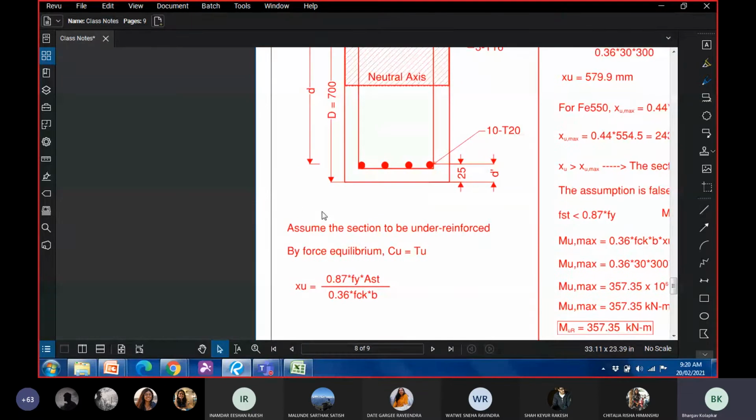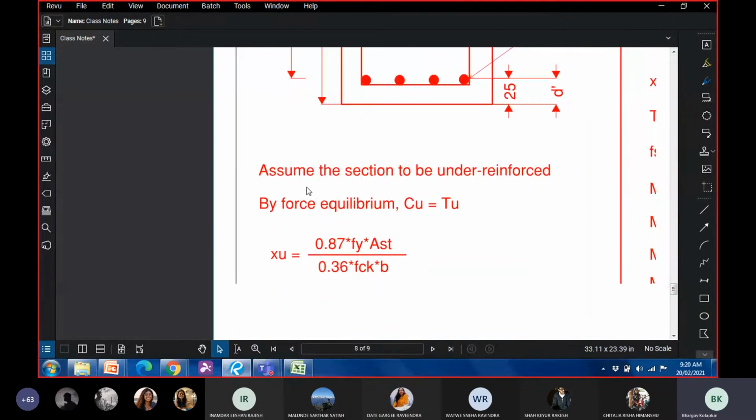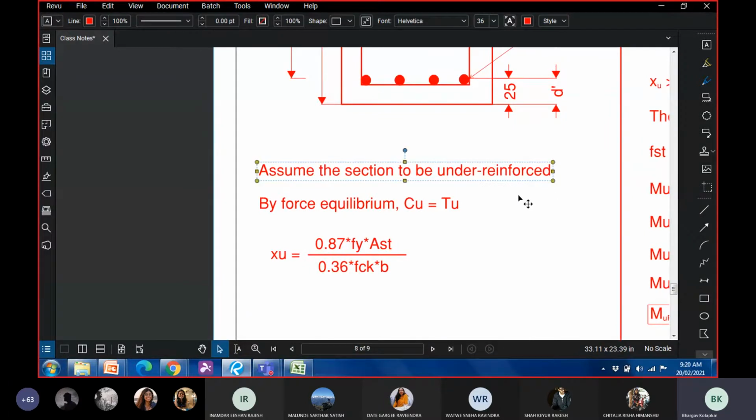So just like we did in singly reinforced sections, the first step is, since we're not sure if the section is under reinforced or over reinforced, we start with an assumption that the section is under reinforced. So the first thing that we do is assume that the section is under reinforced. But here we have one more term.